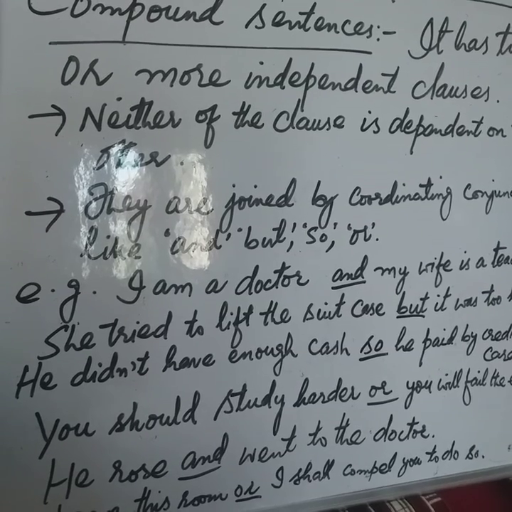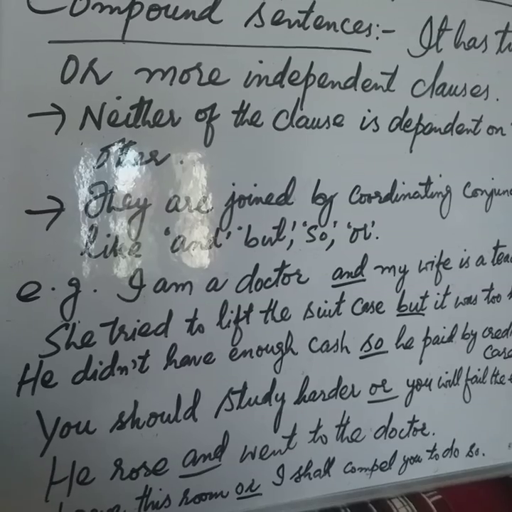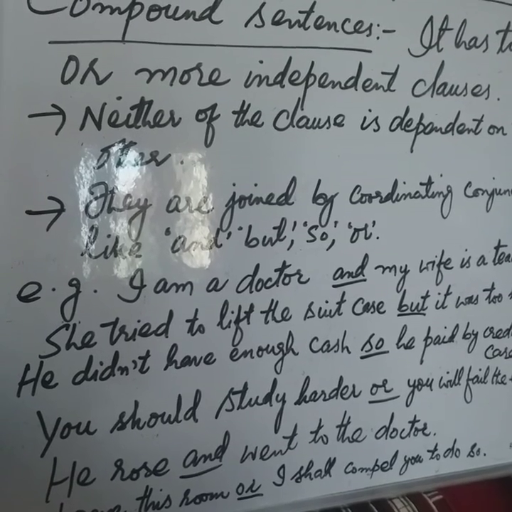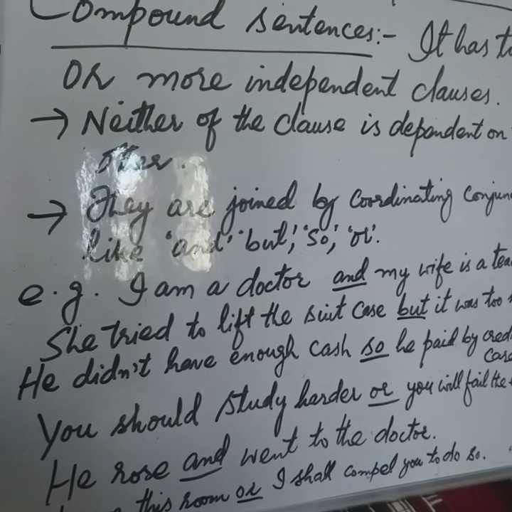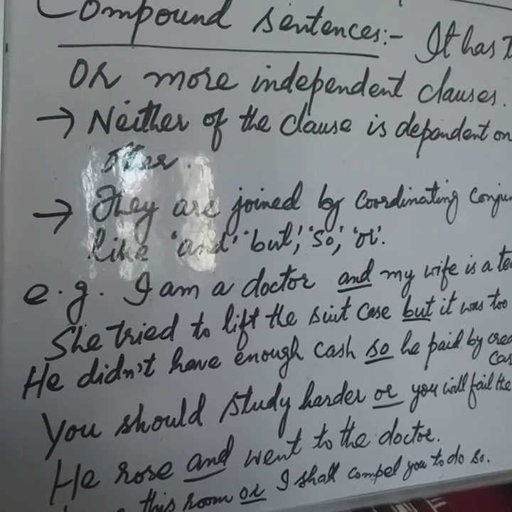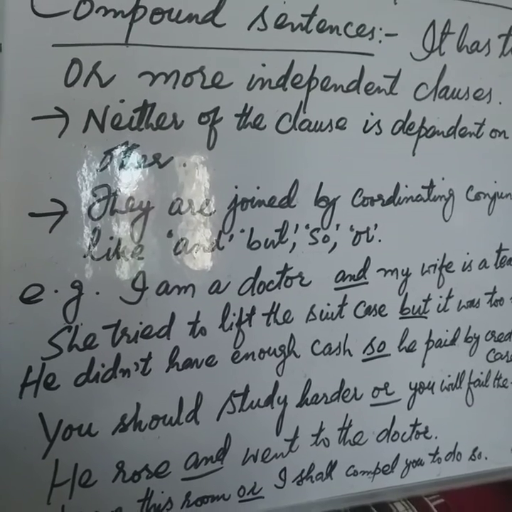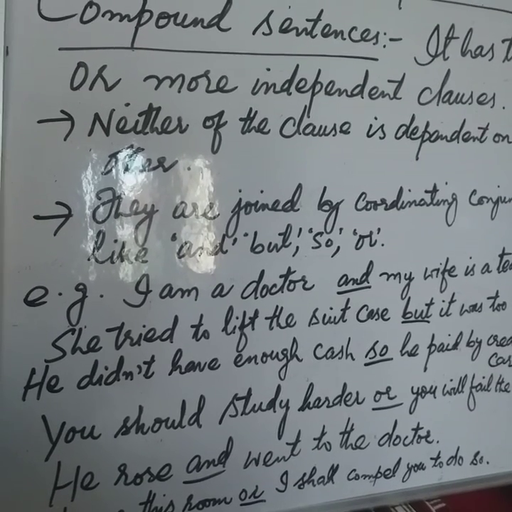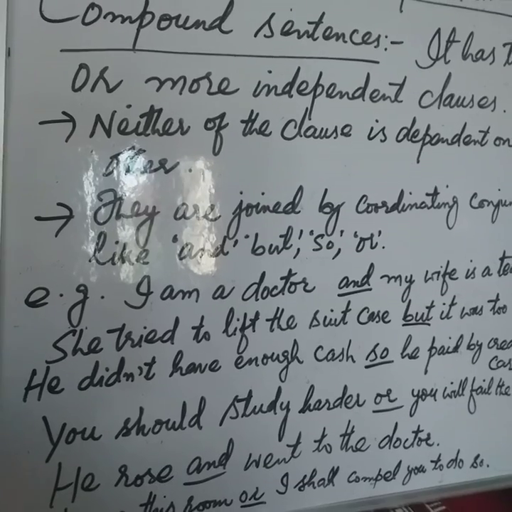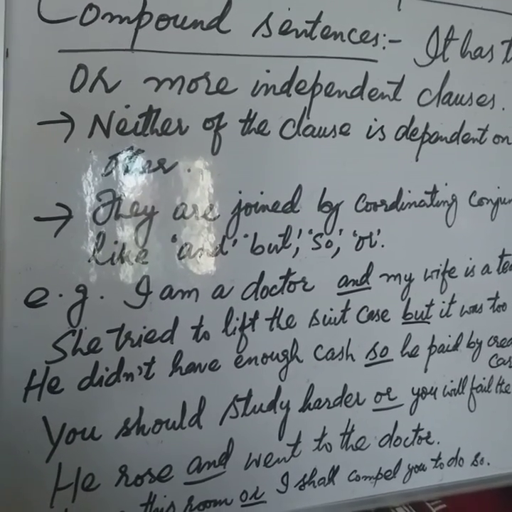I told my roommate to turn down the TV, but he did not. So I got up and left. In this very sentence, there are three independent clauses. I told my roommate to turn down the TV. This is one. But he didn't. This is the second independent clause. So I got up and left. This is the third independent clause.